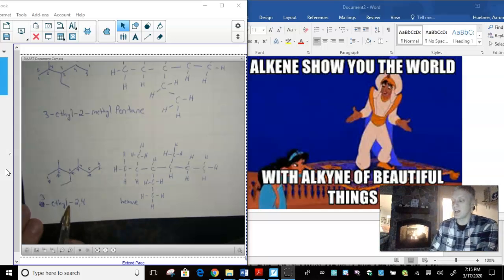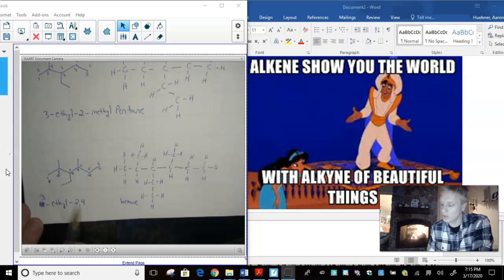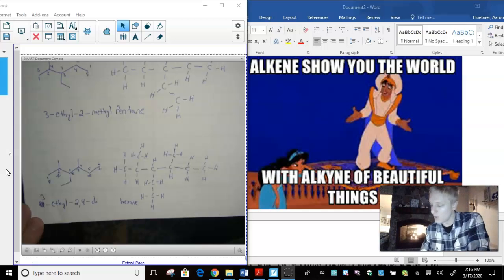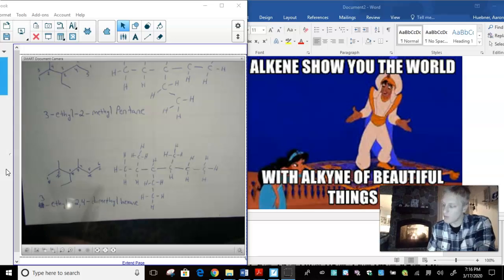Remember I said that a dash is for between a number and a letter, and a comma is for separating 2 numbers. So we have 2 methyls, so we got to show which number carbons those methyls are found on. And so that's 2, 4, and since there's 2 of them, we got to say di. If there was 3 methyls, we'd say tri, and so on. So this is dimethyl hexane. So this long molecule is called 3-ethyl-2,4-dimethylhexane.